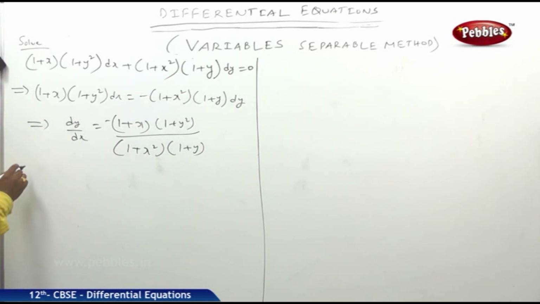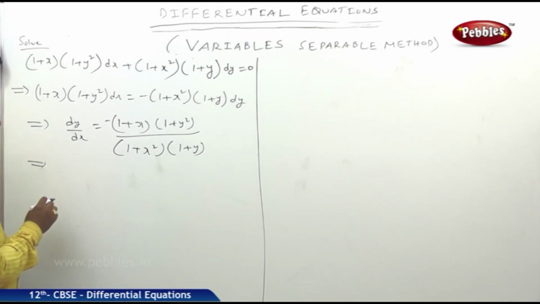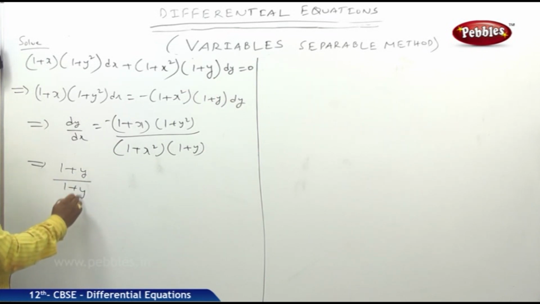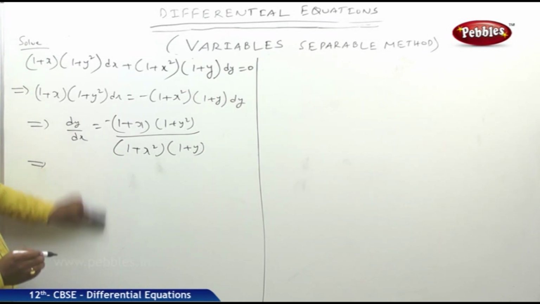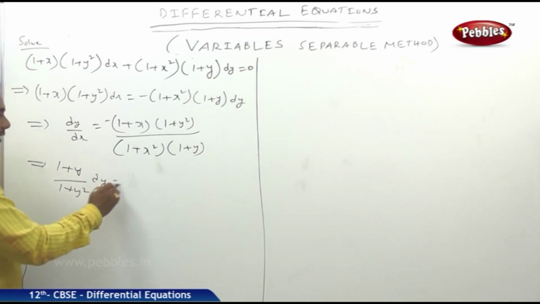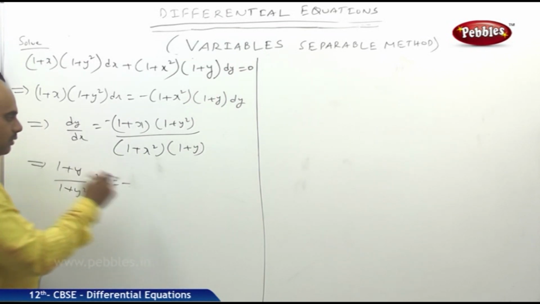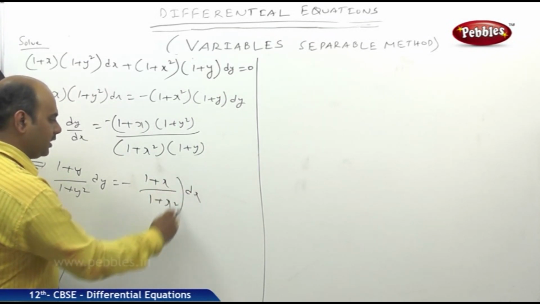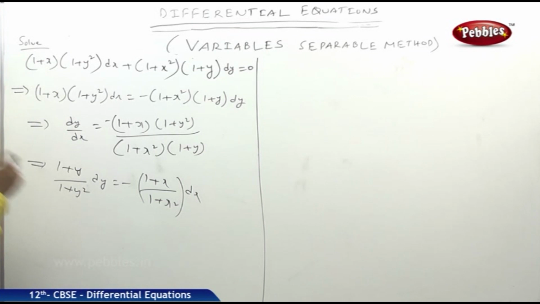Later I will make all y variables to one side and all x variables to one side. So (1 plus y) by (1 plus y square) dy, with y terms on one side, is equal to minus of (1 plus x) by (1 plus x square) dx. I think now the relation is clear to you. So I need to make integration on both sides.